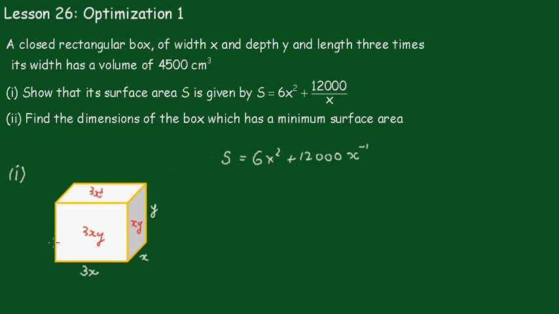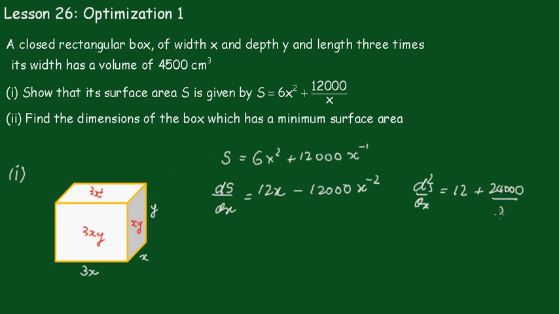Right, now in part 2 we have to find the dimensions of the box which has a minimum surface area. To do that, we'll need to differentiate this, and so we'll see that dS/dx is going to be 12x minus 12,000 x to the minus 2. Now if we differentiate that again, we get the second derivative is equal to 12 plus 24,000 x to the minus 3, or x cubed.